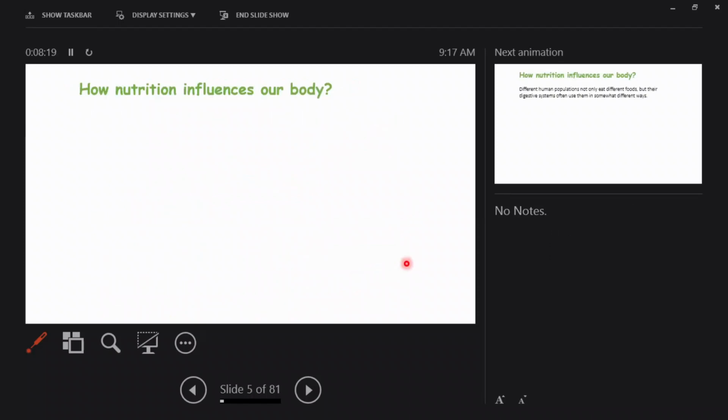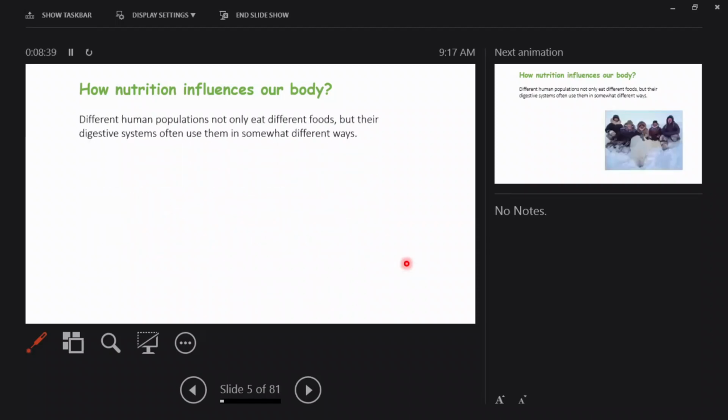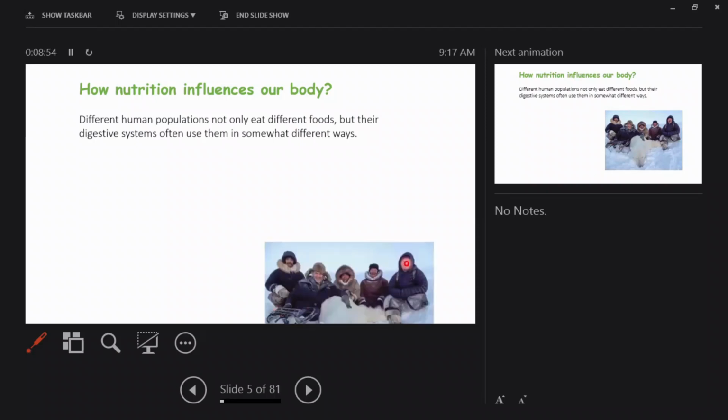So how does nutrition influence our body? Different humans, different populations, different areas: not only are we eating different types of food, but our body, our cells, are also different from one to another. The human digestive systems often work in somewhat different ways. It depends on the locality, the area that they live in.